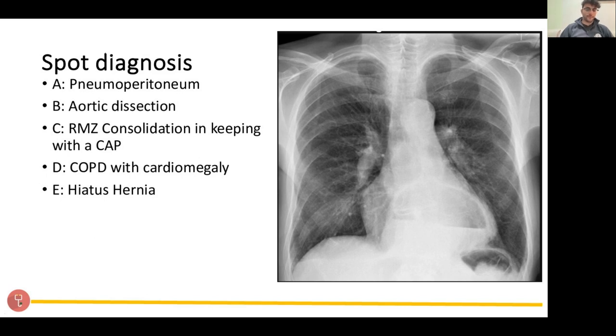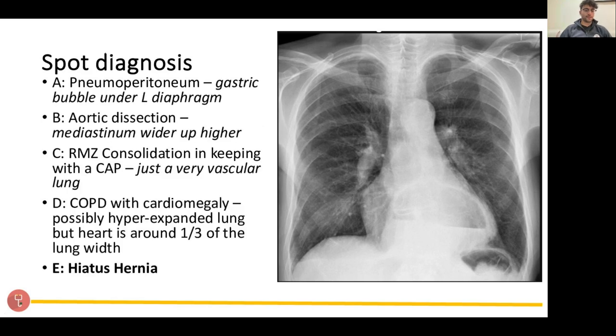Right, heavily in favor of the hiatus hernia, which is correct. So the main giveaway here is the fluid level. That's not always present. Right middle zone consolidation is just a very vascular lung. Aortic dissection, the mediastinum is wider higher up. Pneumoperitoneum, the gastric bubble is under the left diaphragm here. So you're not worried at the moment about the pneumoperitoneum because that's just the gastric bubble.